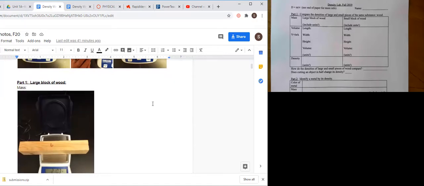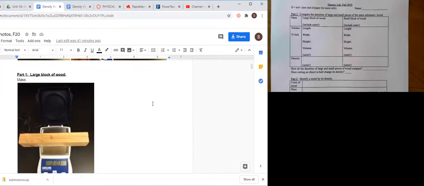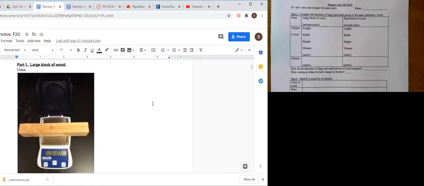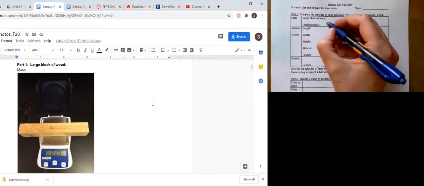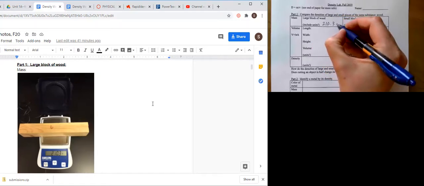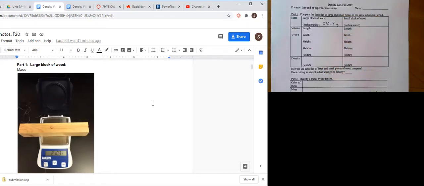So first, we are going to deal with a large block of wood. Weigh the large piece of wood on the scale. Record the mass on your lab paper. So as you see, the mass of this large block is 210.3 grams. It is very important to put a unit on your paper. Next, measure the length, width, and height of the block in centimeters.